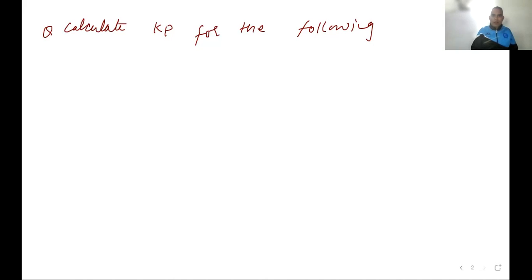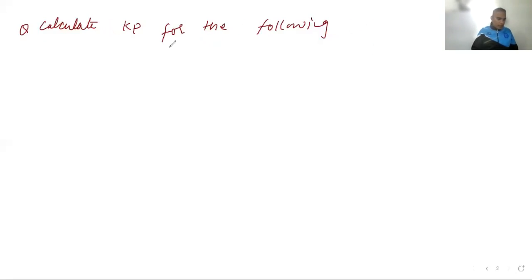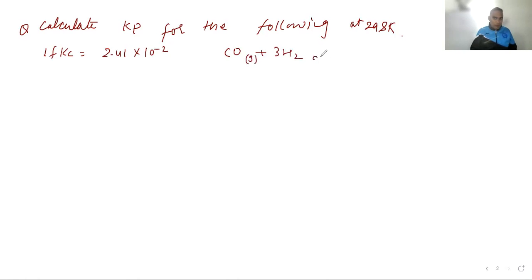So what is the reaction here they have given? At 298 Kelvin, Kc they have given. Kc is equal to 2.41 multiplied by 10 power minus 2. And the reaction they have given is CO plus 3H2, this is going to be gas, reversible, CH4, this is going to be gas, plus H2O, this is again going to be gas.